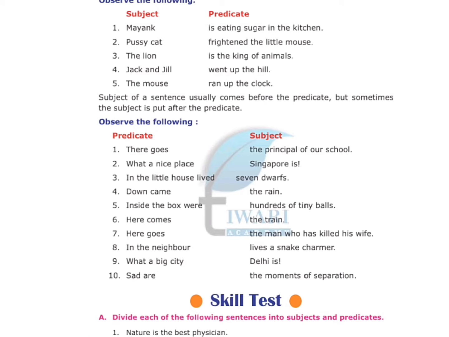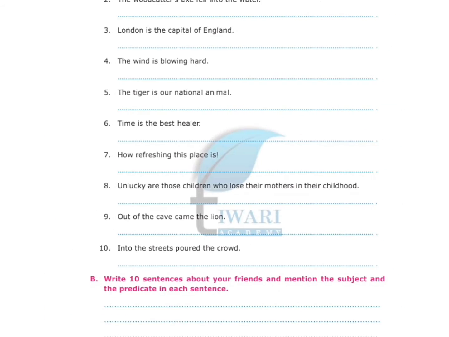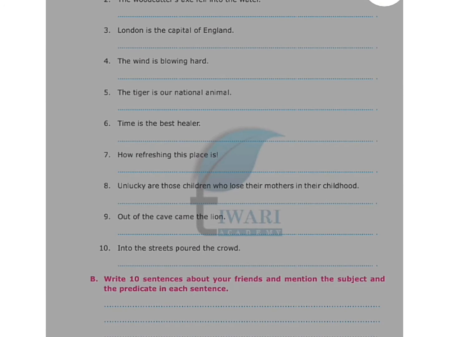I'm just giving you one example, like nature. So nature is a subject. Okay, is the best physician, is the best physician is completely the predicate. So nature is the subject and the rest of the part is called the predicate. Here also, the woodcutter fell into the water. So the woodcutter is the subject here, and fell into the water is the predicate.